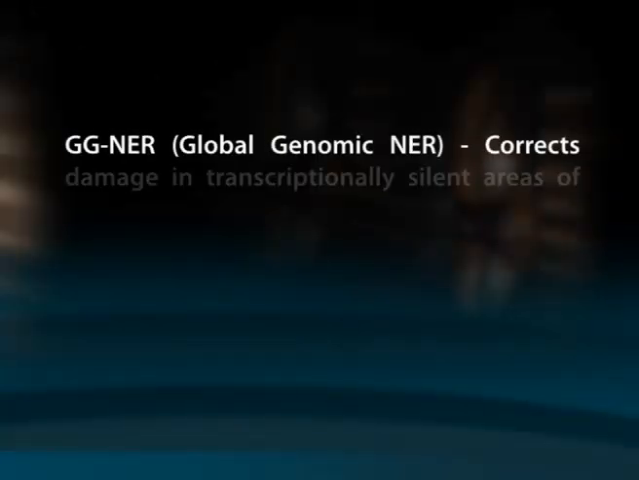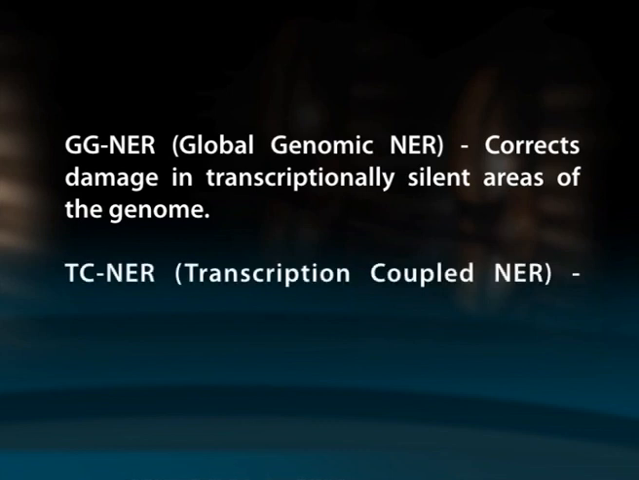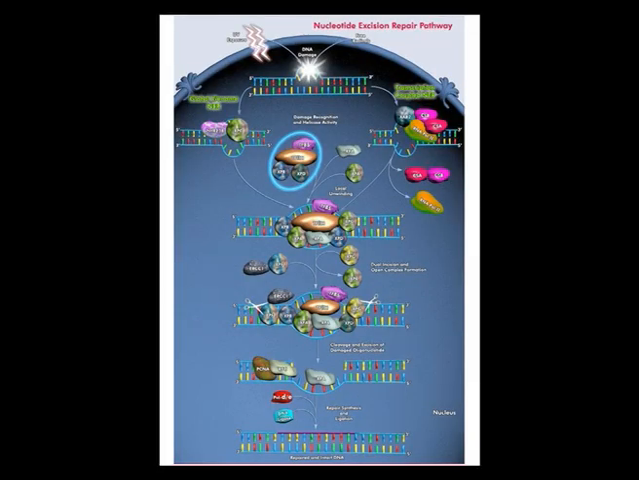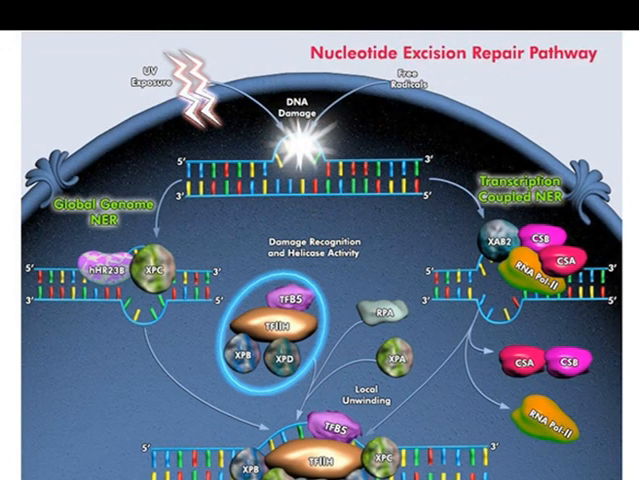GG-NER, which is the global genomic NER, which corrects damage in transcriptionally silent areas of the genome, and TC-NER, which stands for transcription coupled NER, which repairs lesions on the actively transcribed strand of the DNA. These two sub-pathways are fundamentally identical except in their mechanism of damage recognition.